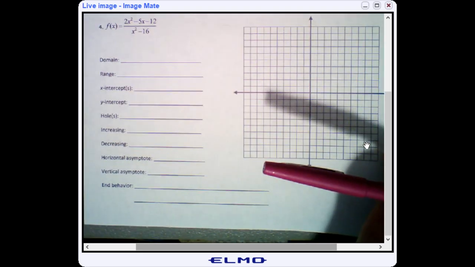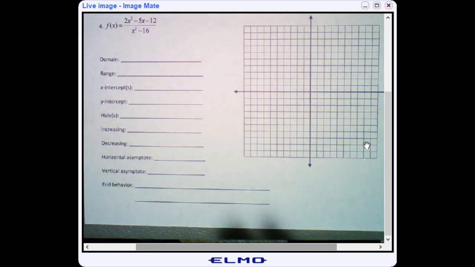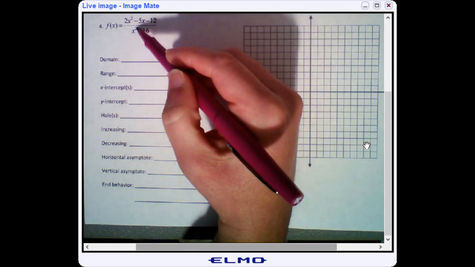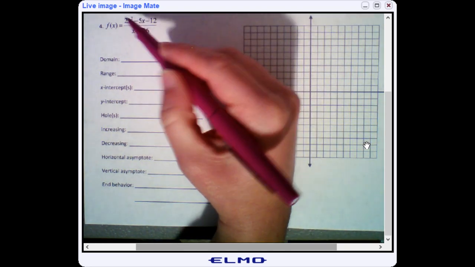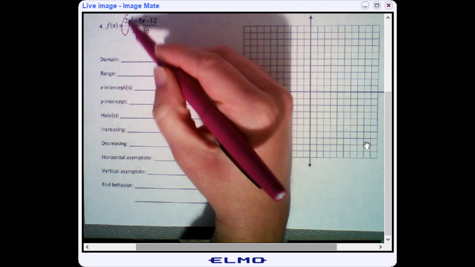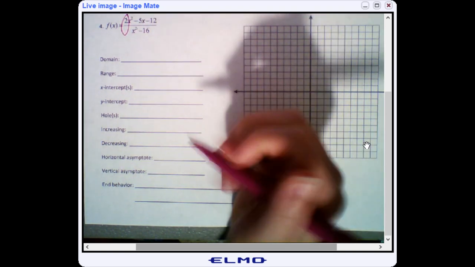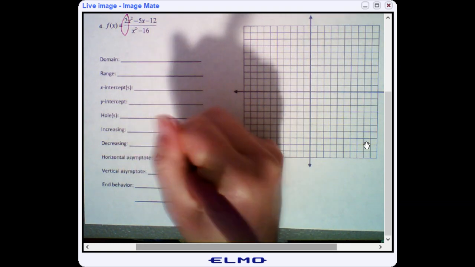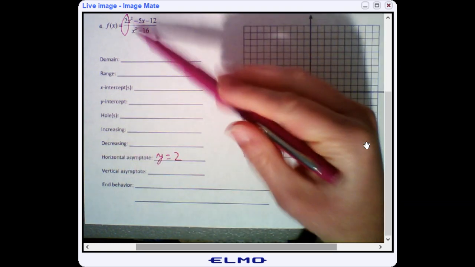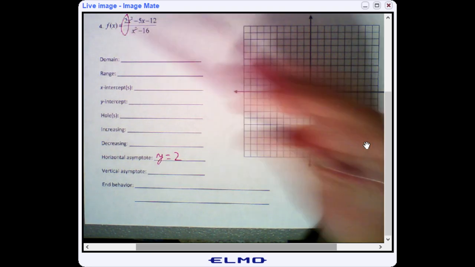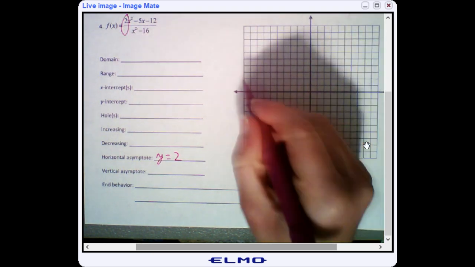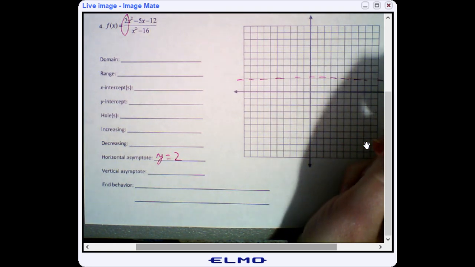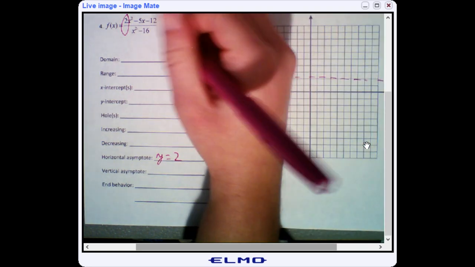Last problem down here. Again, the first thing I want to do is figure out the horizontal asymptote. I have a degree of 2 in the denominator and a degree of 2 in the numerator, so I'm going to take the coefficients. 2 divided by, pretend 1 is 1, so y equals 2 here. When the degrees are equal, you take the coefficients in front of them. Sometimes you'll get fractions.